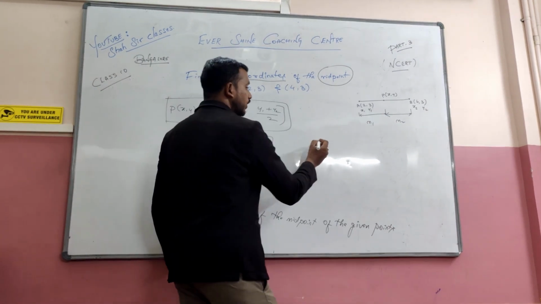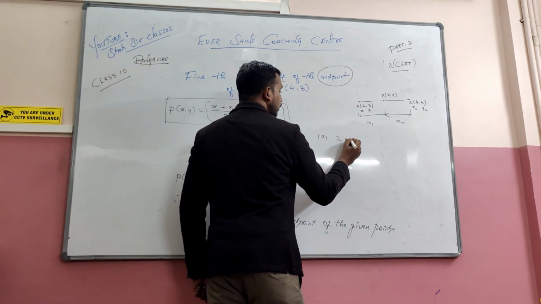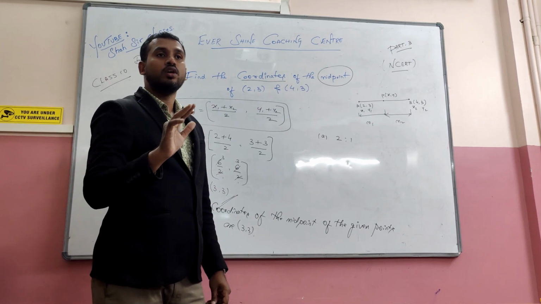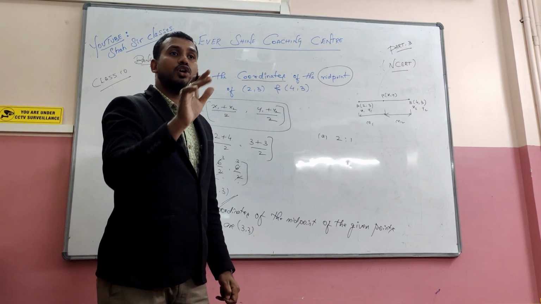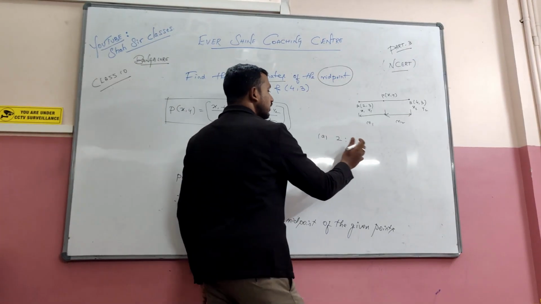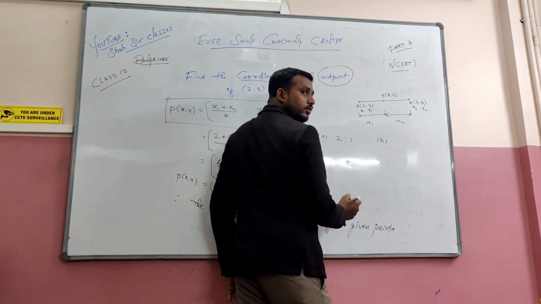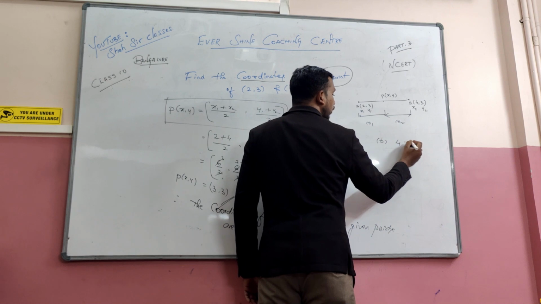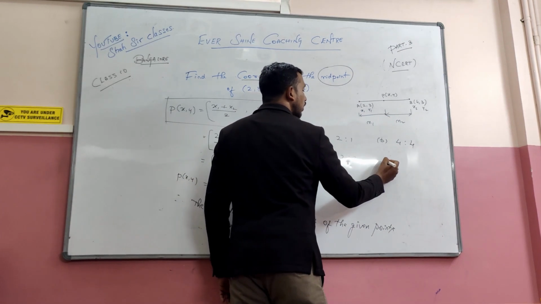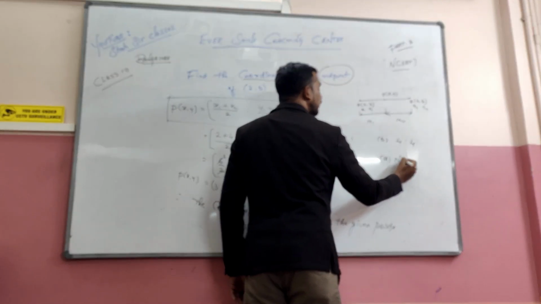Now I'll give one small option. In the midpoint formula, M1 and M2 divide in the ratio dash. In multiple choice, the options can be like this. Option A, 2 is to 1. Option B, 4 is to 4. Option C, 2 is to 3. Option D, none of these.